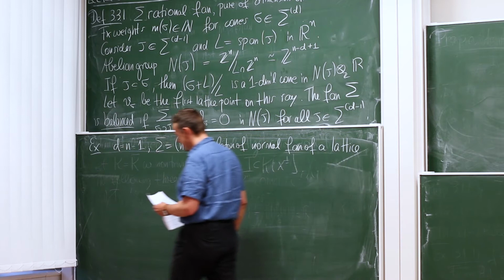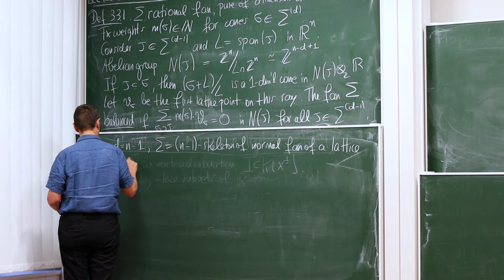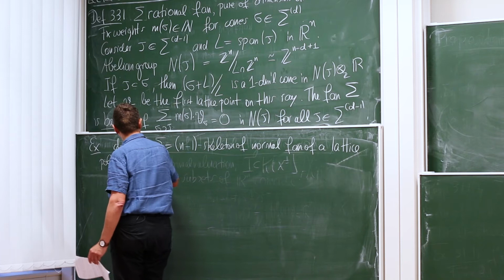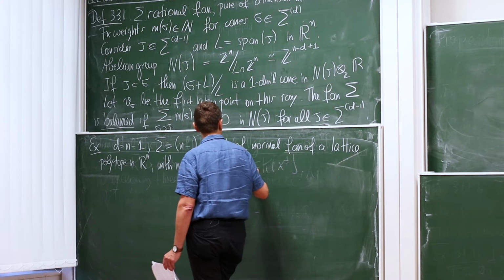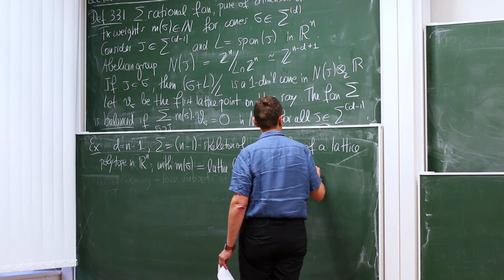Let's say it's a full dimensional lattice polytope in Rn, okay? Well, I have to tell you what the weights are, so I'm going to choose my weights m sigma to be the lattice length of the edge of the polytope dual to sigma, right?